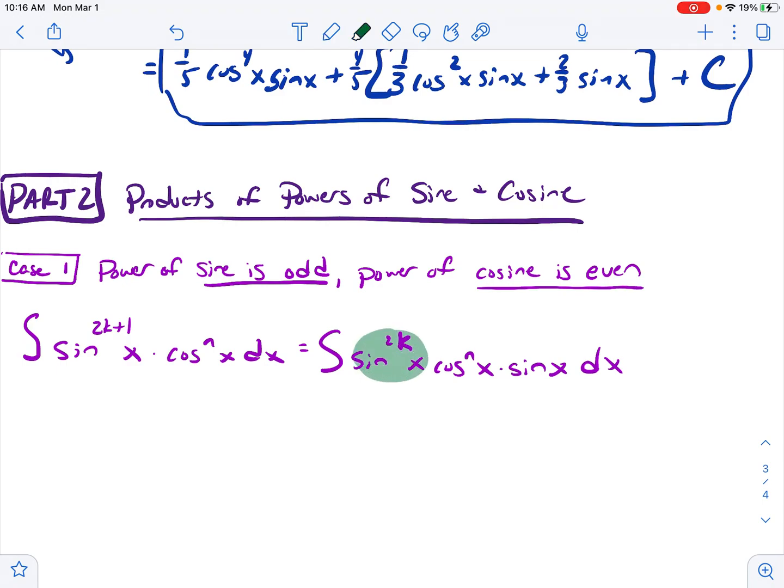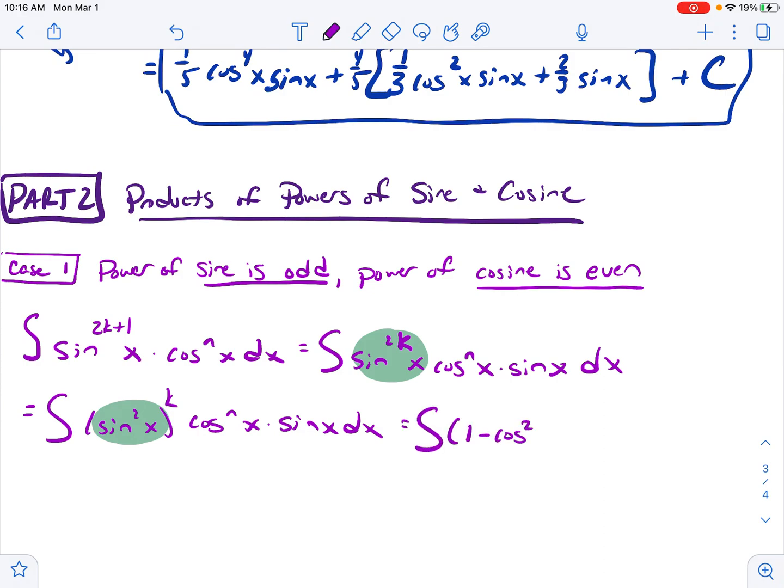Here I have the 2k power. Well, when do we multiply powers? Really, when we have a power raised to another power. So I'm going to rewrite sine to the 2k power as sine squared x to the k power. If I had a power to a power, I'd multiply. That would be the 2k power. So I'm going to rewrite it like that, times cosine to the nth power of x times sine of x dx. Well, now I've got the sine squared function in there. So I'm going to use a Pythagorean identity to clean that up. I'm going to make that 1 minus cosine squared x to the k power times cosine to the nth power of x times sine of x dx.